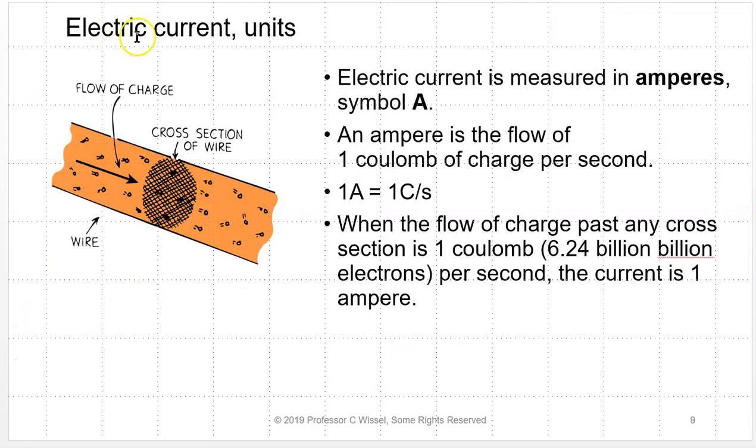Now, the electric current in units. The electric current is measured in amperes. We give it the symbol A. An ampere is a flow of 1 coulomb of charge per second. So 1 amp equals 1 coulomb per second. When the flow of charge past any cross-section is 1 coulomb, which is 6.24 billion billion electrons per second, the current is 1 ampere. An ordinary old-fashioned 100-watt light bulb will draw a current of 0.83 amps. That means it takes about 1.2 seconds for 1 coulomb of charge to flow through that bulb.